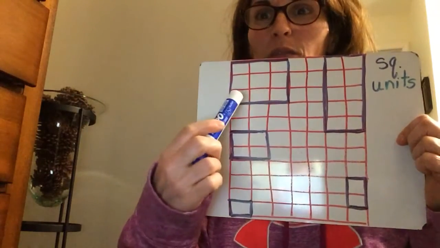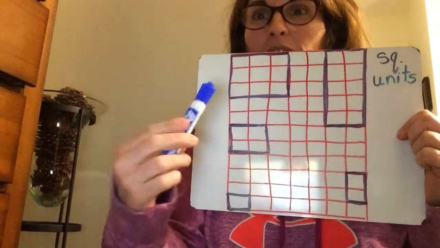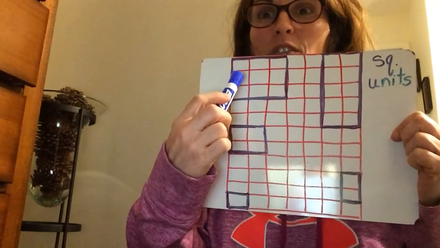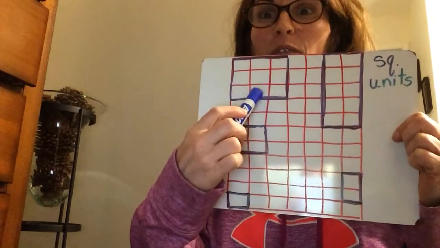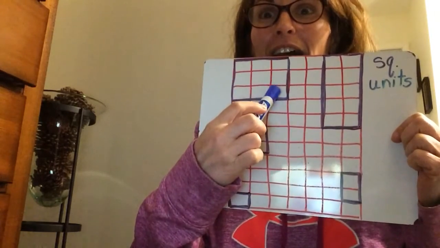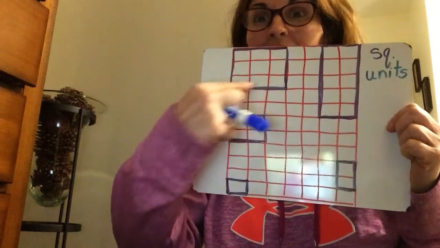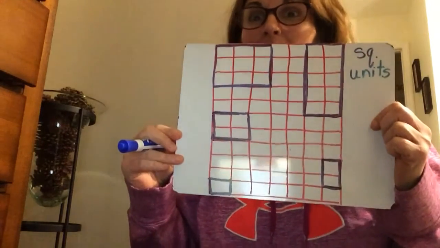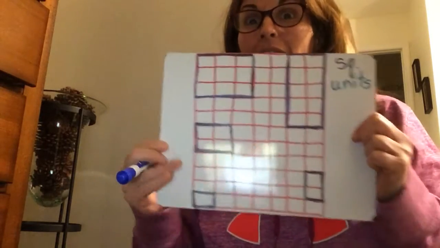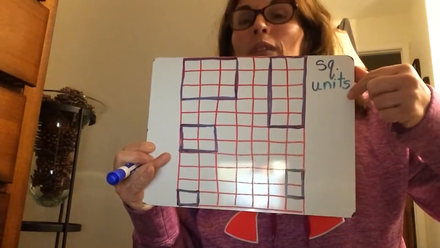So let's look at this first one right here. We want to count the area. So we're going to count the squares inside. Hey, 1, 2, 3, 4, 5, 6, 7, 8, 9. There are 9 squares inside this rectangle. So therefore, A-R-E-A, count the squares inside, hey, would be 9, and we're going to use square units.